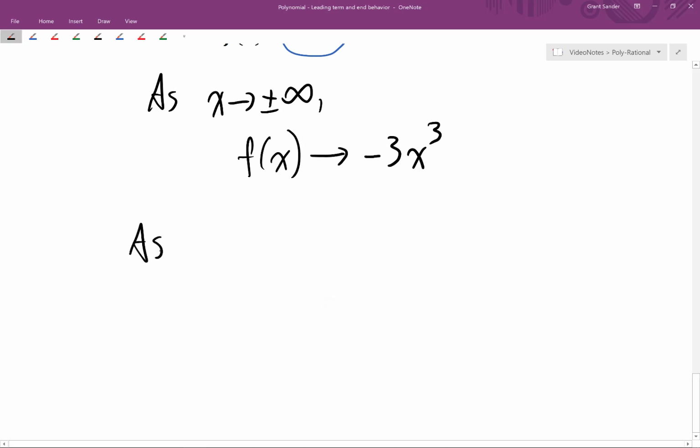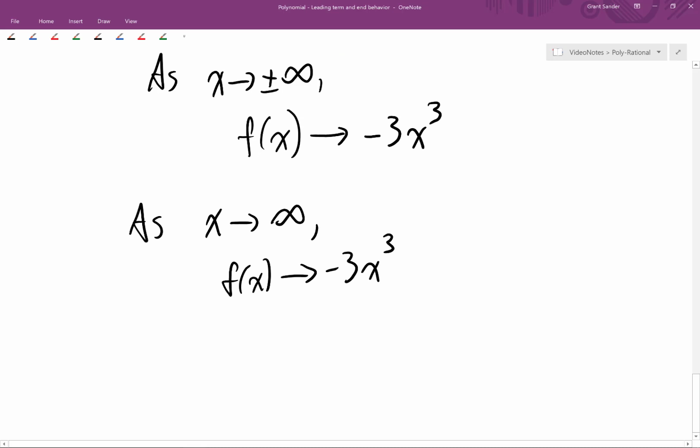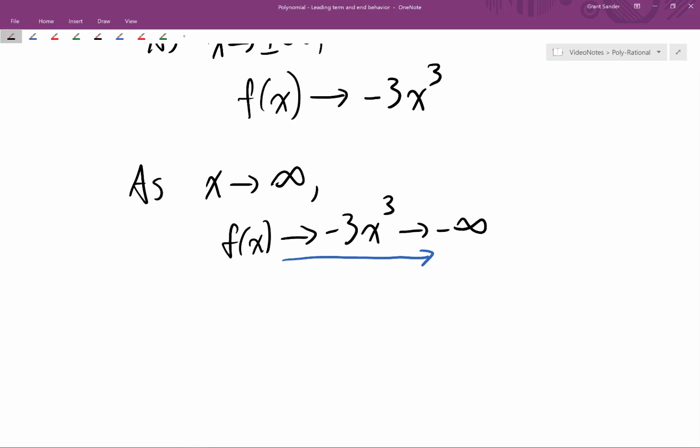So we could say that as x increases without bound, f of x approaches negative 3x cubed, and as x increases without bound, x cubed increases without bound. And so negative 3x cubed should decrease without bound. A really large positive number cubed is a really large positive number. Multiply that by negative 3, you should get a really negative number. And so f of x decreases without bound as x increases without bound.